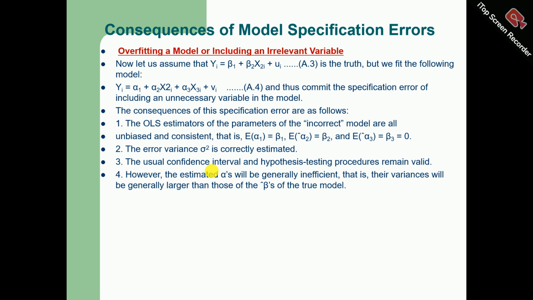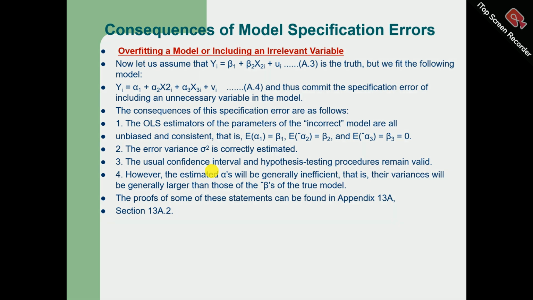So the estimators used in the A4 model are inefficient as compared to the estimators used in the true model given in A3. The proofs of some of these statements can be found in your textbook, that is Gujarati, in Appendix 13A, Section 13A.2.